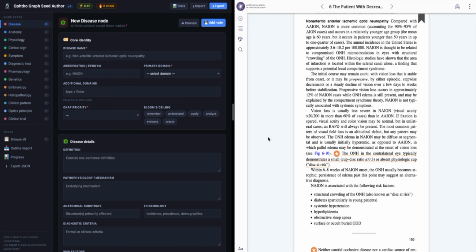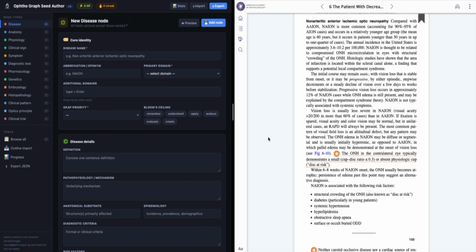So it's not a fully functional app yet, but it gives me a helpful outline to demonstrate how to connect all of the various elements of what you're supposed to be reading and how it ties in together to build a much more robust relational understanding of all of the knowledge that we have to learn. So I figured I'd use the example of non-arteritic anterior ischemic optic neuropathy, or NAION.